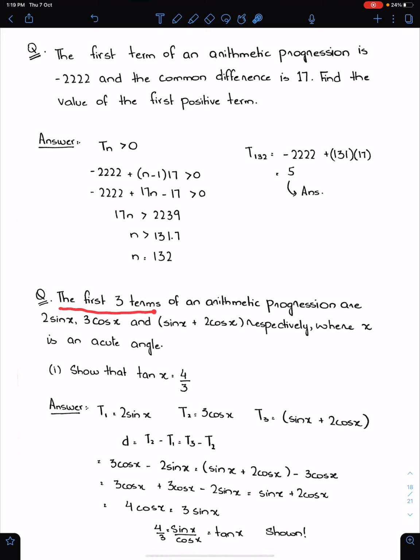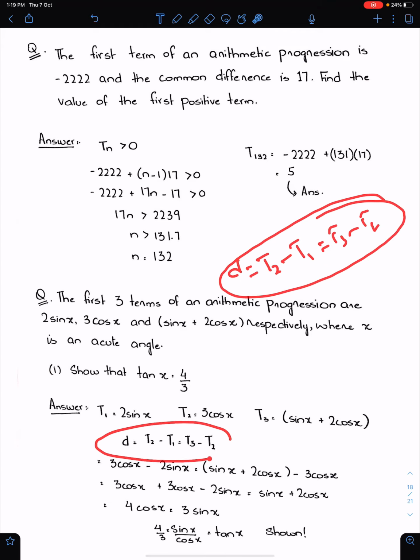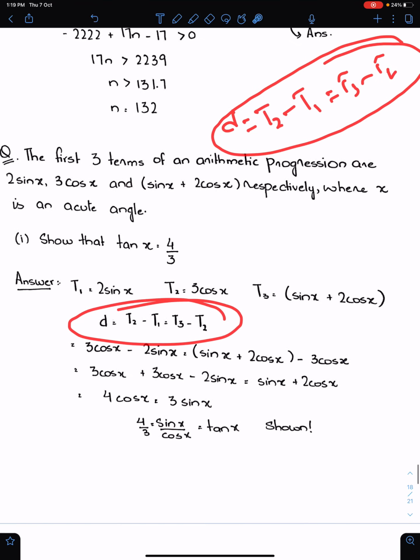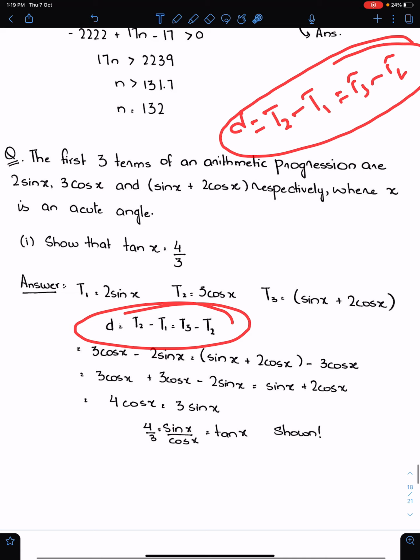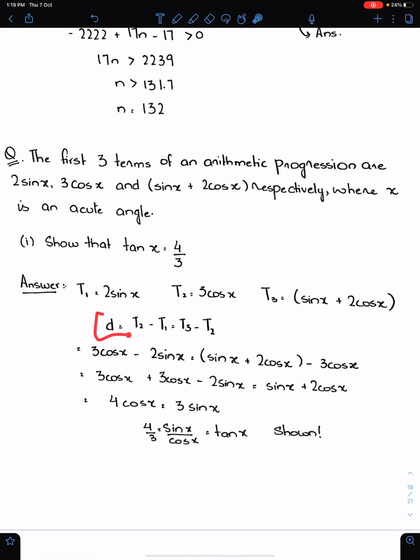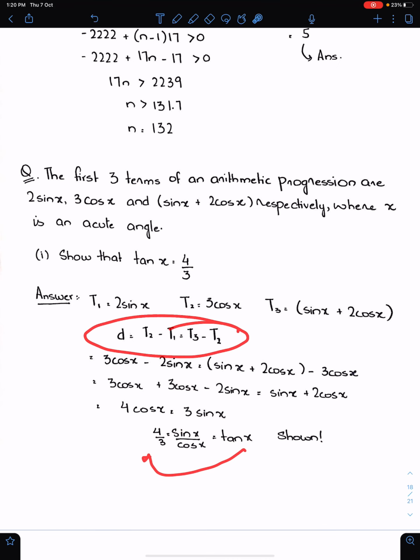Next question. The first 3 terms of an AP are this, this and this, where x is an acute angle. Remember, I told you this formula in my first lecture. Whenever three consecutive terms are given, then always use this formula: T2 minus T1, T3 minus T2 for D. So with the help of this formula, we can easily show this thing. So we have this and we have shown this. Tan x is 4/3. So simple. See, this formula has made the calculation simple. Very simple, in fact.